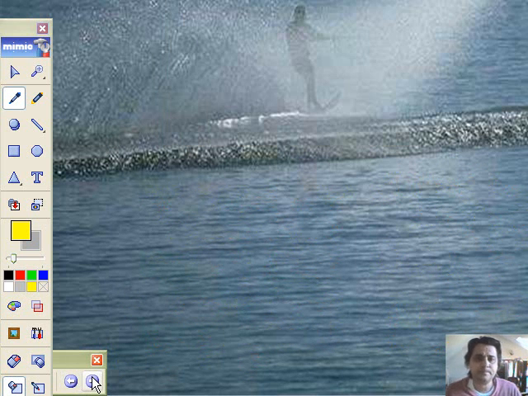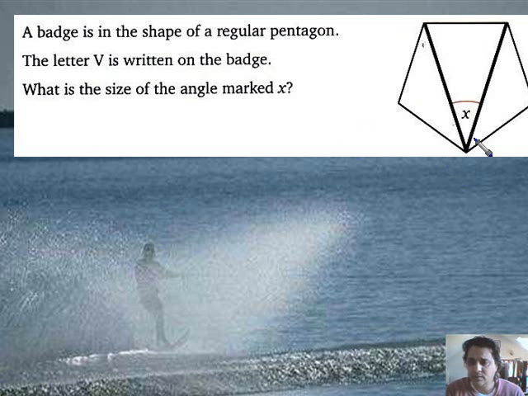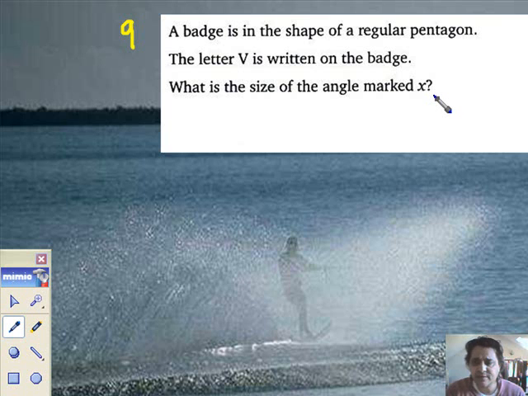Right, the next one. Question 9 is one of these problem solving things, a bit like question 8. The badge is in the shape of a regular pentagon. Okay, very good. Pentagon, regular. The letter V is drawing the badge, so there's the V there. What is the size of angle X? Not difficult. Pentagon. Now I'm going to start teaching it from the bottom up again.